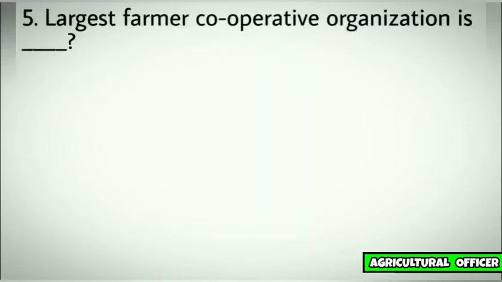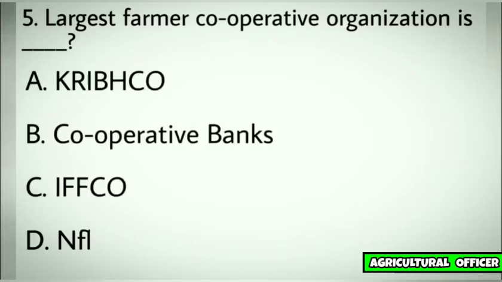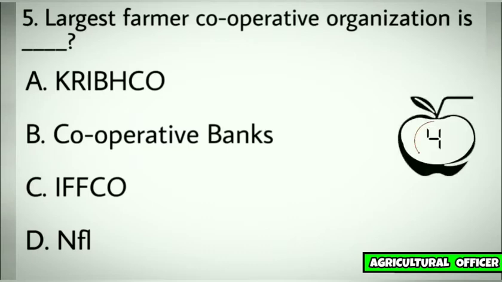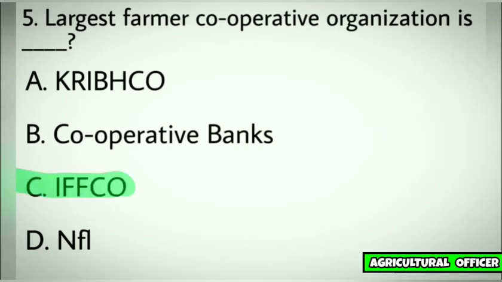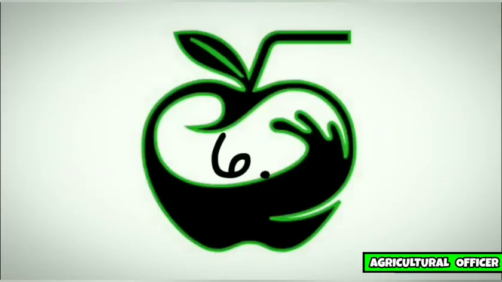Question number 5. Largest farmer cooperative organization is dash. Options: A. CRIBCO, B. Cooperative banks, C. IFCO, D. NFL. Correct answer: C. IFCO.